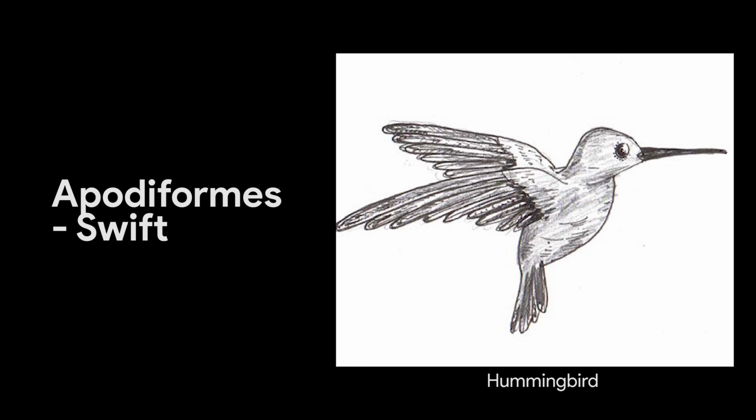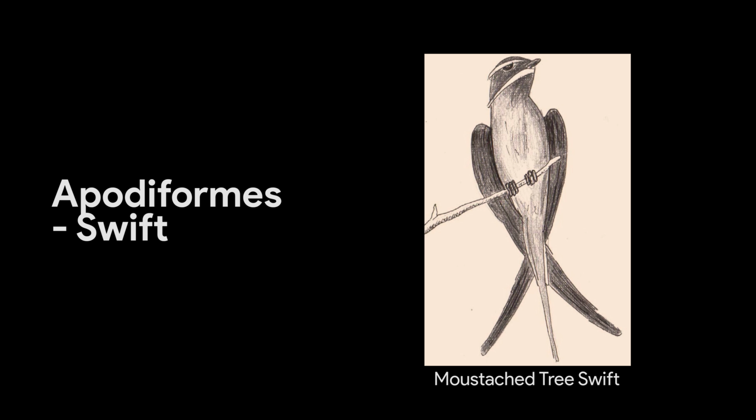The apodiforms include the hummingbirds, swifts, and tree swifts. These are generally very small to small birds. In fact, they can include the smallest of all birds. The apodiforms are agile flyers and they have pointed wingtips. Another characteristic is an ability to suck food using a tubular beak and tongue.